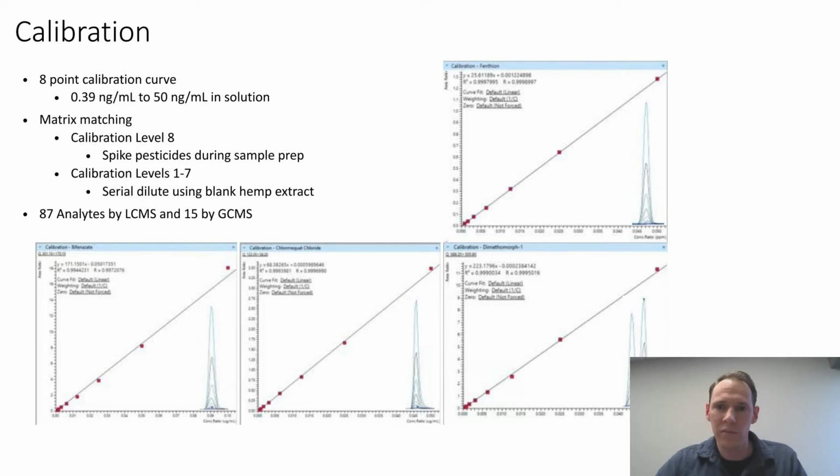The calibration for this method utilizes an 8-point calibration curve. The standards are matrix matched, and a total of 87 of the pesticides are quantitated by LCMS, with the remaining 15 being quantitated by GCMS.